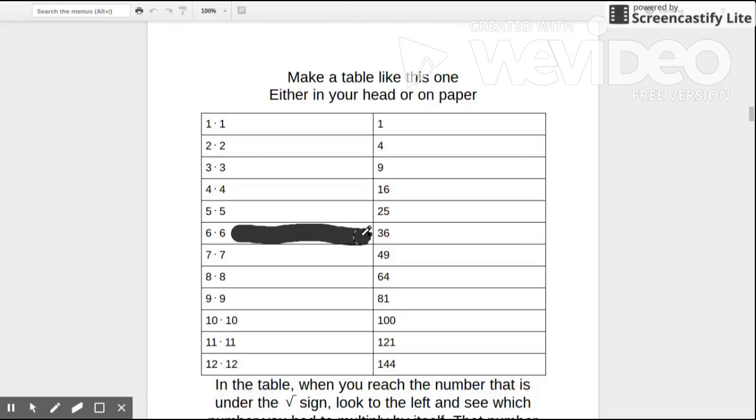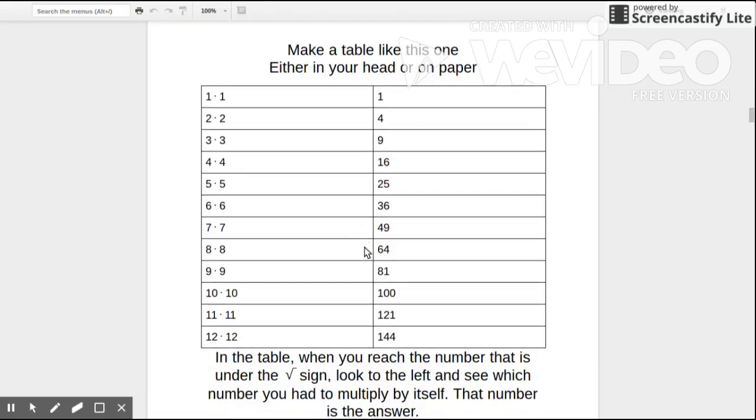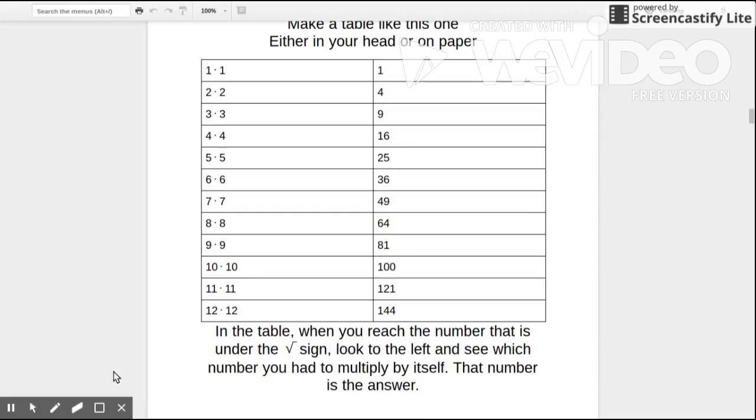But if you still haven't found the number you want, continue this pattern all the way up to 12 times 12, and sometimes even more than that. If you do this, you will eventually find the number you are trying to find the square root of. Then you just look at what number you had to multiply by itself to get that number. Then you have your answer.